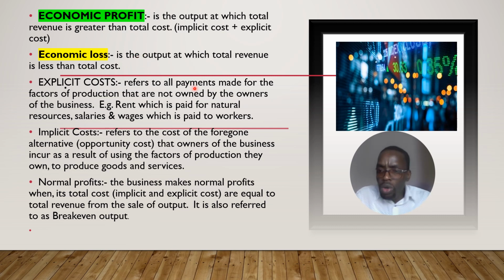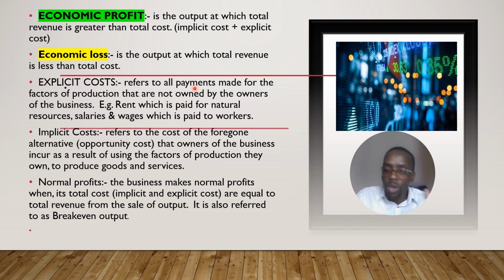losses. Now, when you talk about economic losses, dear learners, it's the output at which total revenue is less than total cost. In other words, a situation where our total revenue is less than our total cost, we say that is our economic loss. And you would now understand that the total cost here that we are talking about is the sum of implicit cost plus explicit cost.